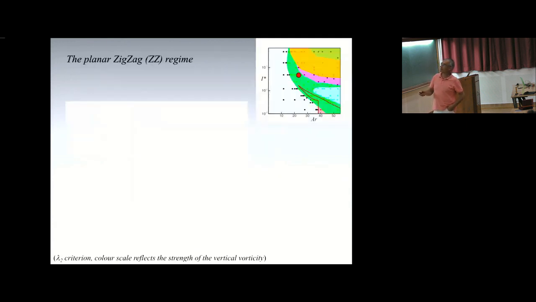So let's first start by considering one point which is here in the gray region, and you will see what happens to this guy.